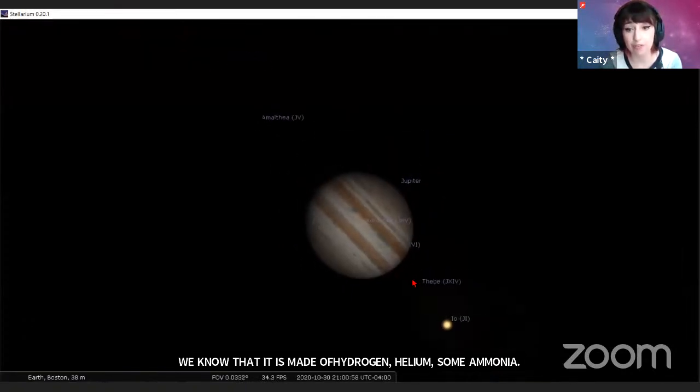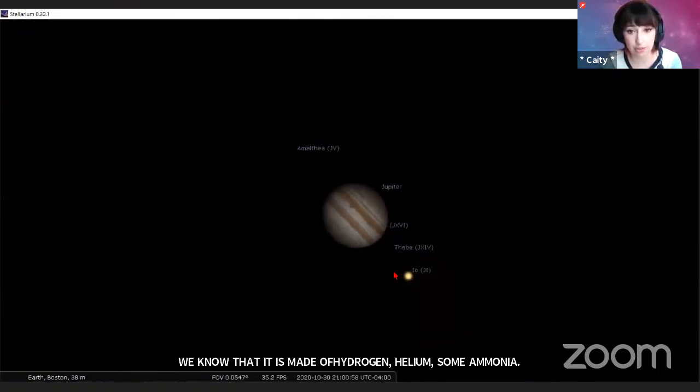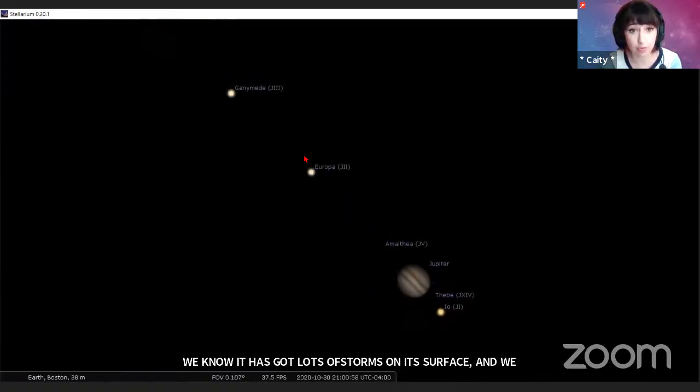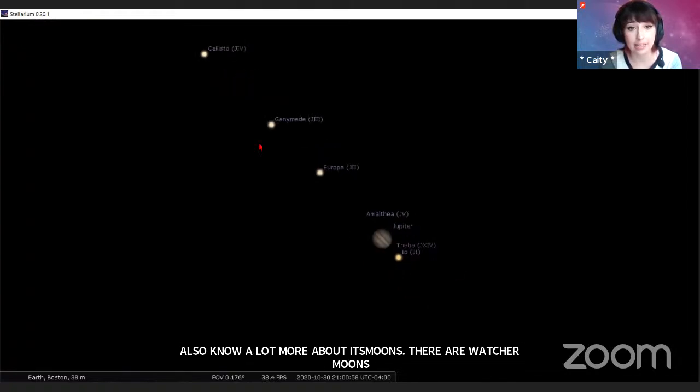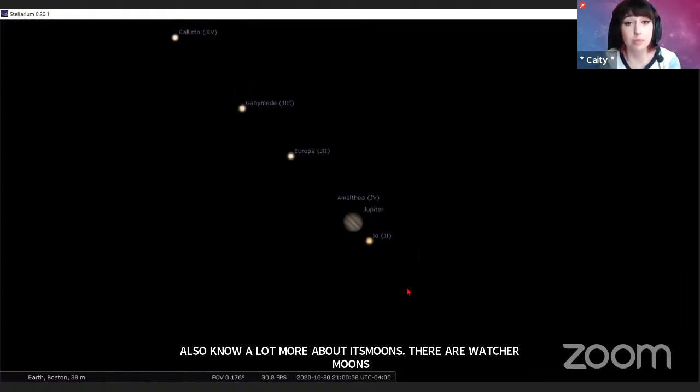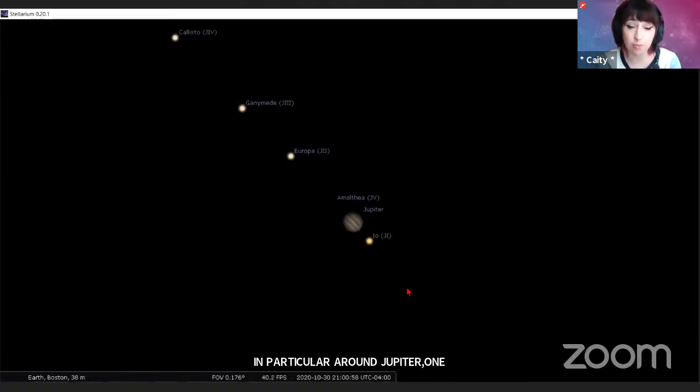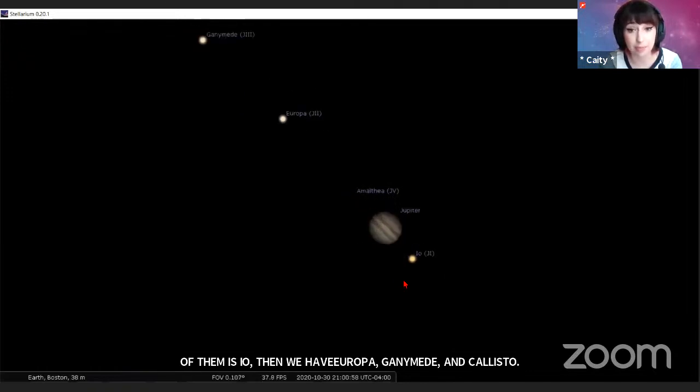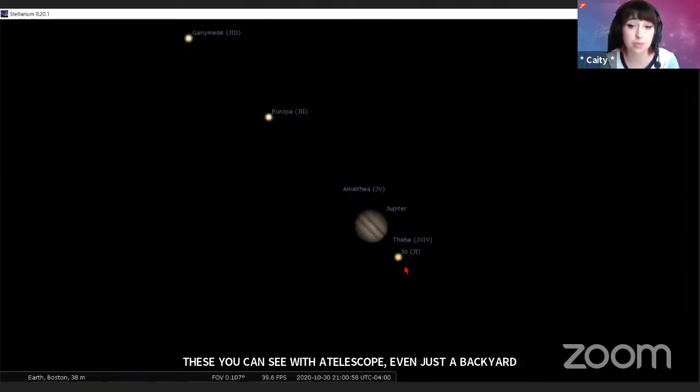So there are four moons in particular around Jupiter. One of them is Io. And then we have Europa, Ganymede, and Callisto, which is all the way out here. So these moons you can see with a telescope, even just a backyard telescope. You can see them depending on your, I guess, individual perspective. But each of these moons are really interesting worlds all on their own.